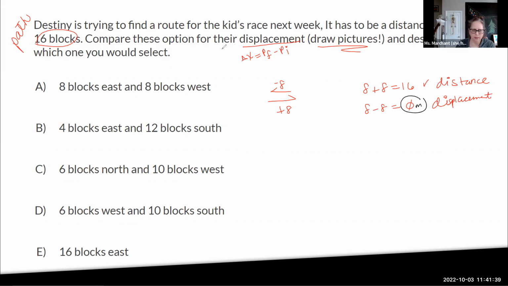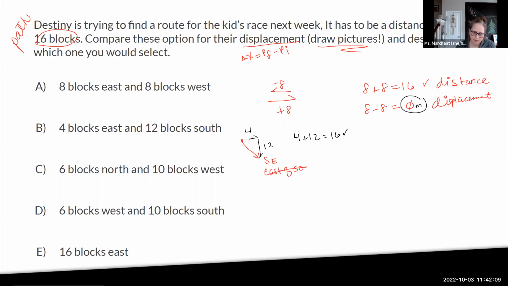So that is that displacement, 0 meters. Okay, number B, 4 blocks east and 12 blocks south. Now, so our path is what? 4 plus 12 is equal to 16 for our path. Our displacement on this time is going to be going from the start to the end. So it's going to be going southeast.